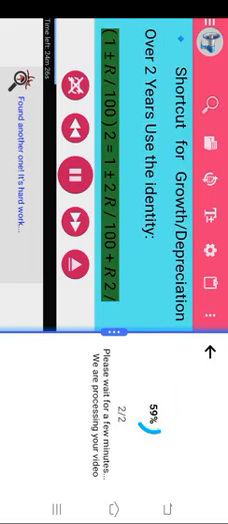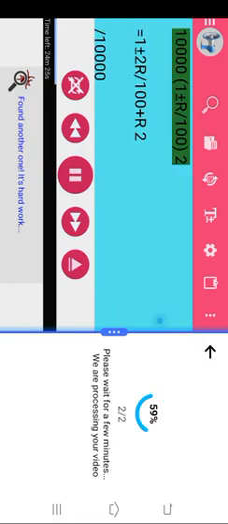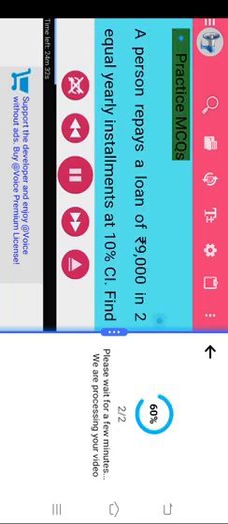Shortcut for growth or depreciation over 2 years. Use the identity (1 ± R/100)^2 equals 1 ± 2R/100 + R²/10,000, for quick estimation. Practice MCQs.